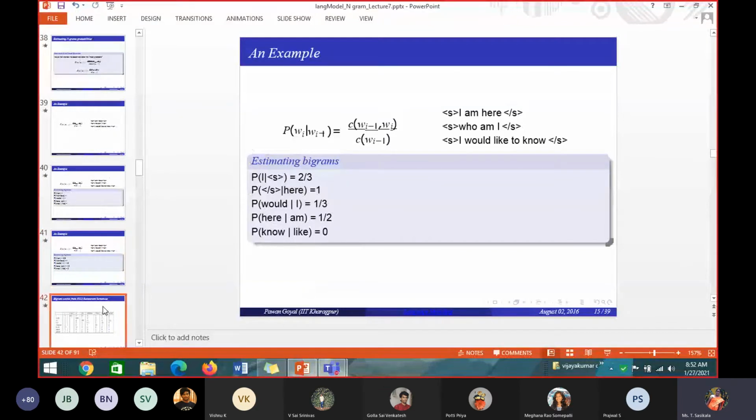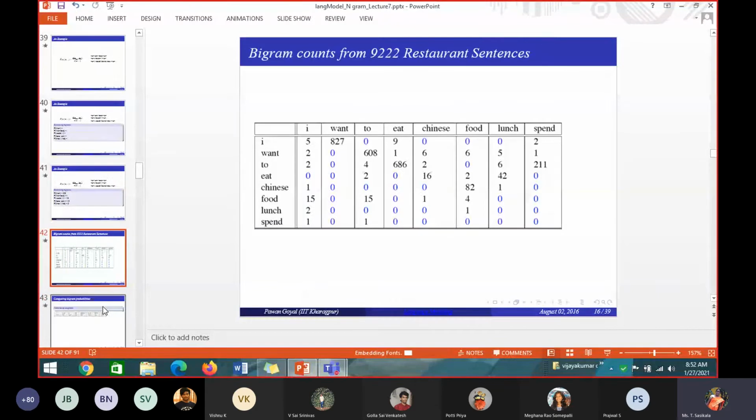Okay. So now they have taken a bigram count for one restaurant corpus. Assume that there is a larger corpus which has around 9,000 plus sentences, and this corpus is talking about the restaurant. I am going to a restaurant. I am ordering food. So the restaurant corpus has 9,000 plus sentences.